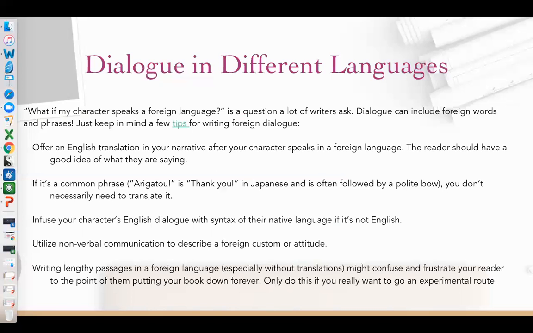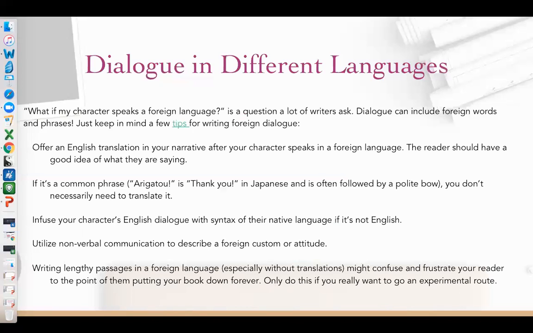One of our other authors does include, because of her novel's subject matter, some Russian to indicate the foreign origin of some of her characters. One tip is to offer an English translation in your narrative after your character speaks a foreign language. Then the reader can have a good idea of what's being said.